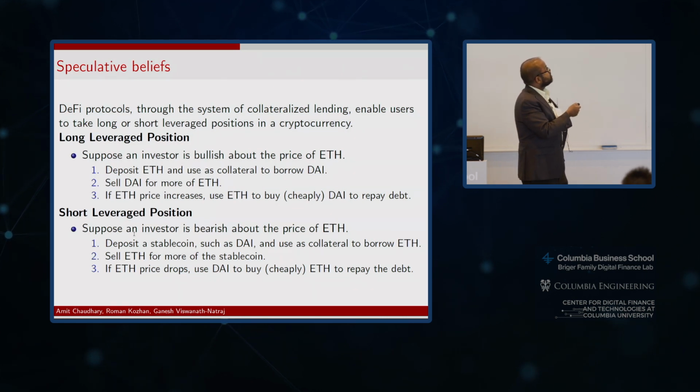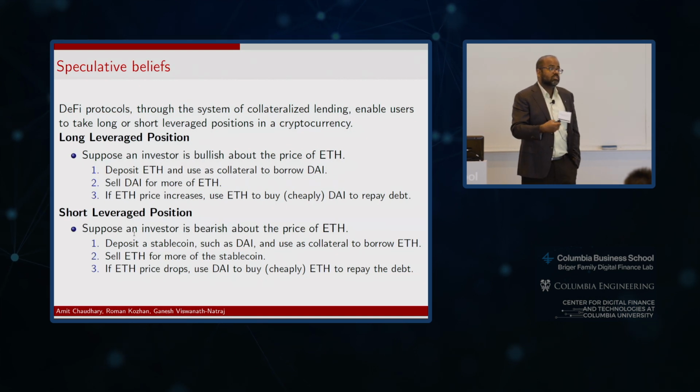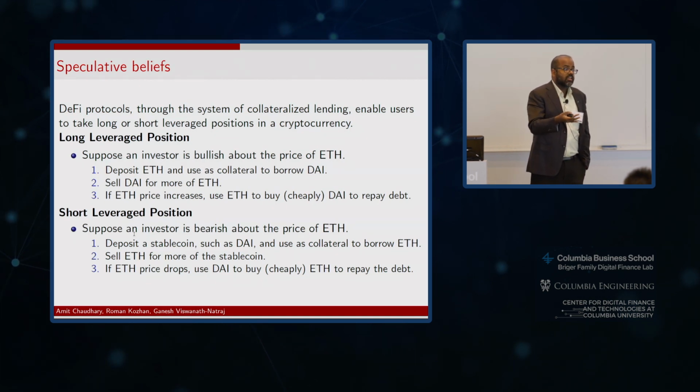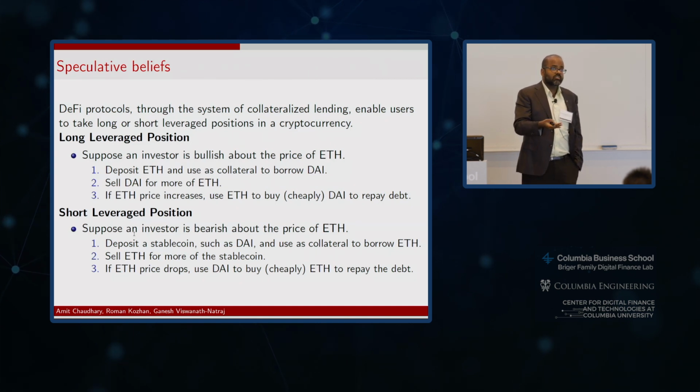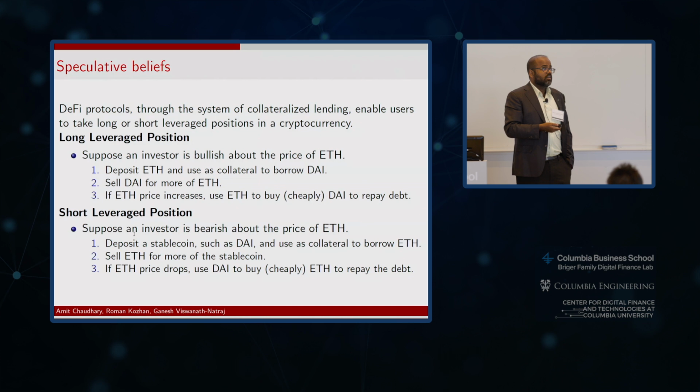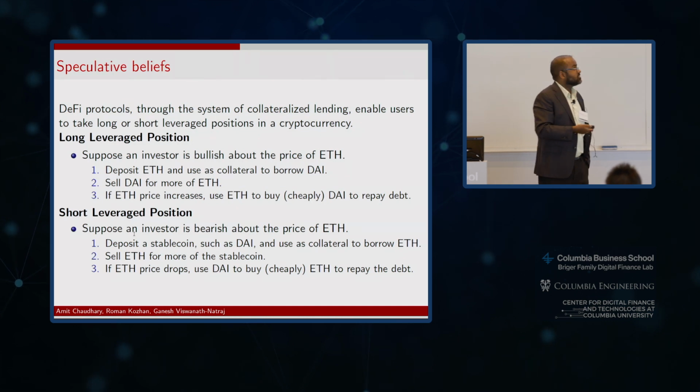So here you would deposit a stable coin and use that as collateral to borrow ETH. You would then sell ETH for the stable coin in the secondary market. And then once the ETH price has dropped, you will buy back ETH cheaply to make a profit, right? So it's very similar to short selling a stock.